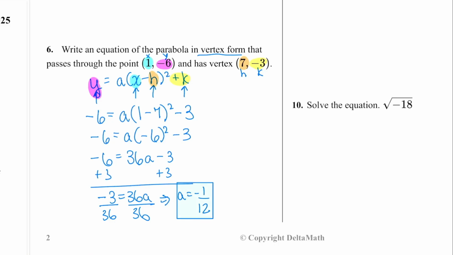Now that we have our a value, we can go ahead and plug in the a with our vertex, and that's going to be our answer. So we have y equals negative 1/12 times x minus 7 squared minus 3.